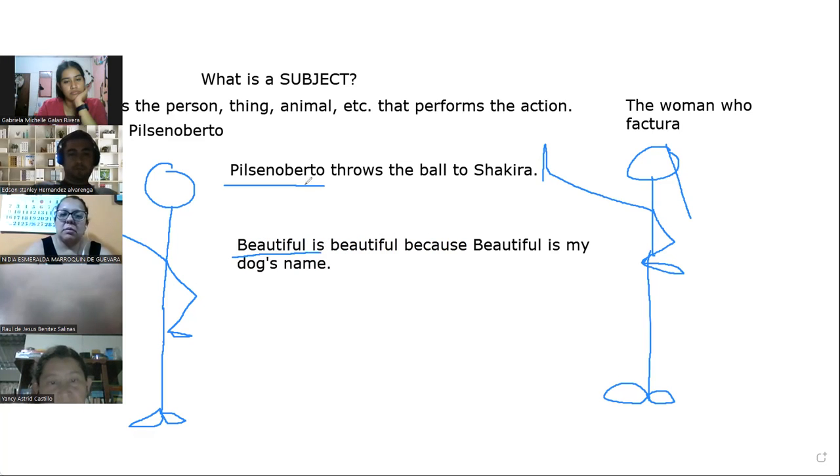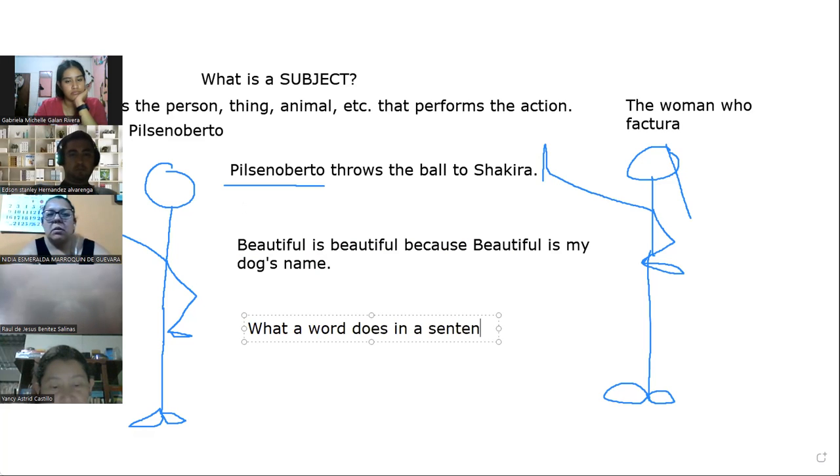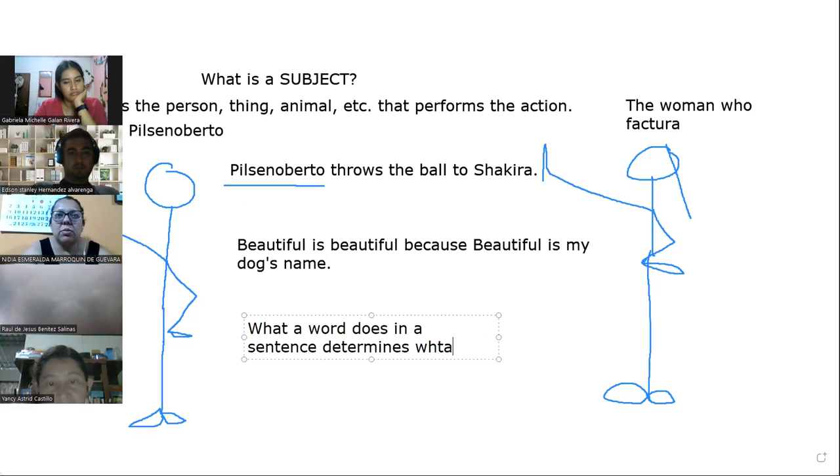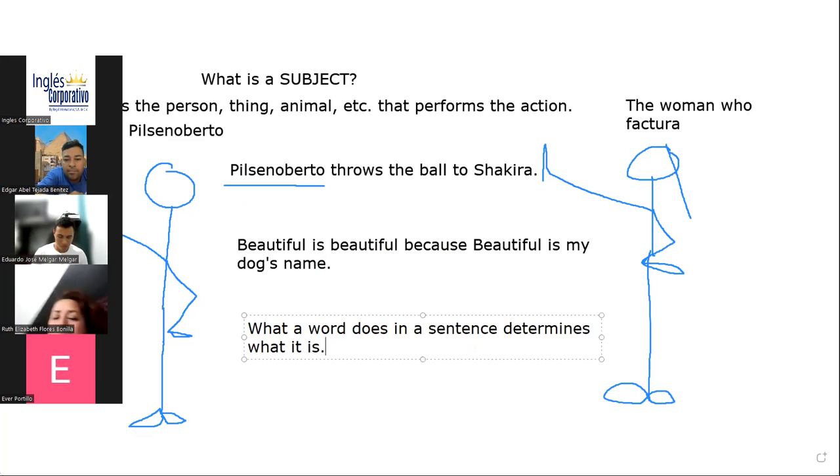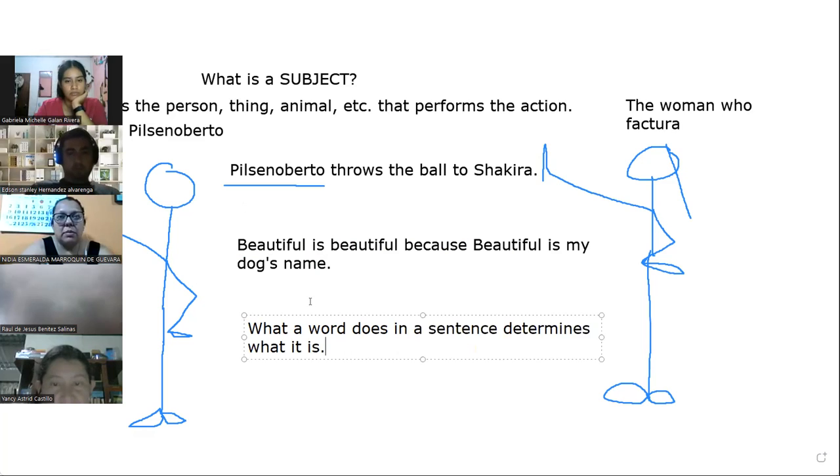In English, guys, you have to remember that what a word does in a sentence determines what it is. So "beautiful" is not an adjective. We don't know what it is unless we use it in a sentence. That's the only way we know if "beautiful" is an adjective. Why am I saying all this?